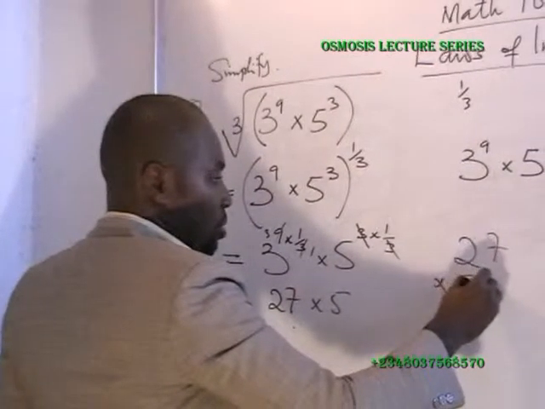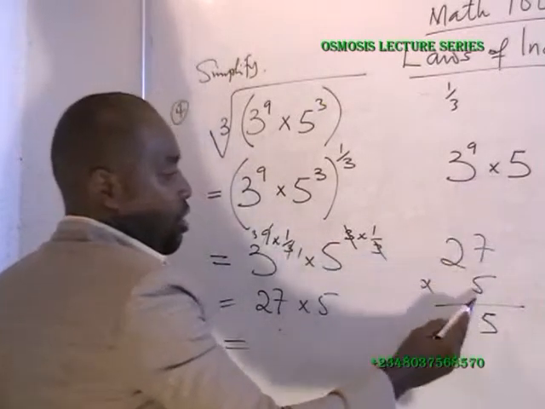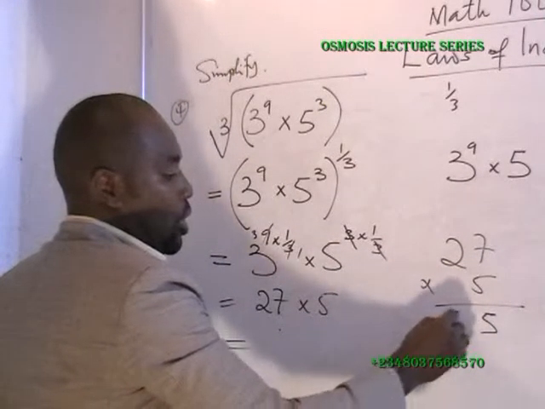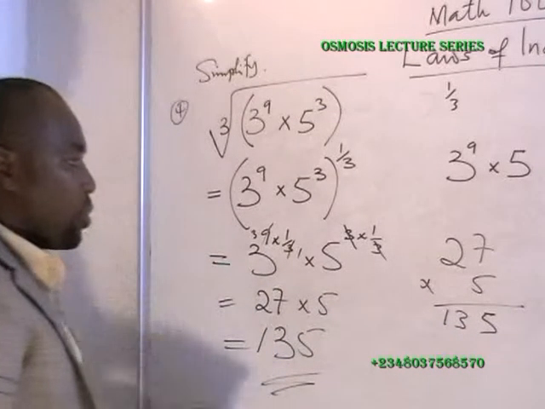27 times 5. Well, here 5 times 7 is 35, carry 3. 5 times 2, 10 plus 3, 13, which is 135. Your answer.